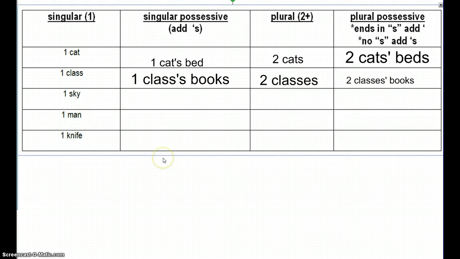Okay, I want you to try the rest of these on your paper. You've got three more boxes there to try, and then we will go over them together.